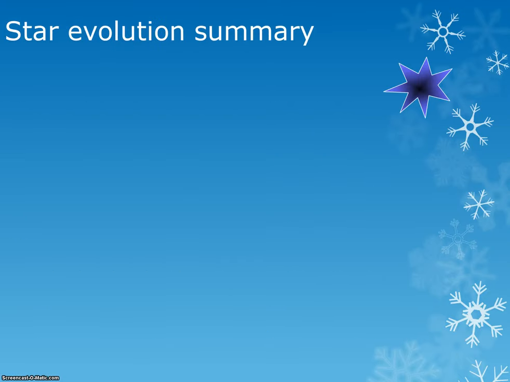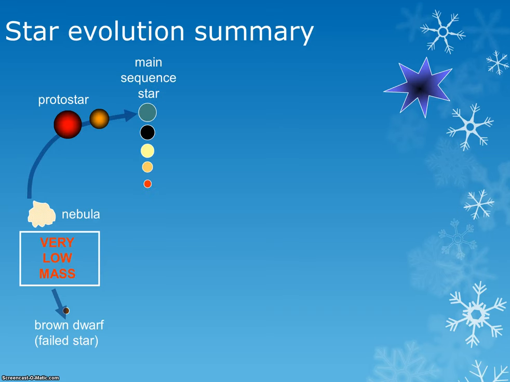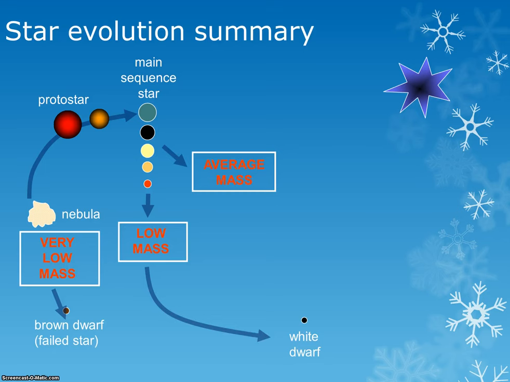Okay, so to try and give you a summary of what happens, because it's all a bit confusing. So we start with a nebula. If it's really, really low mass, we end up with a failed star, which is just a brown dwarf. Otherwise, our nebula goes to make a protostar, which goes to make a main sequence star. If it's low mass, we make just a white dwarf. If it's an average mass, so the same as our sun, we would make a red giant, which would then make a planetary nebula and the white dwarf.